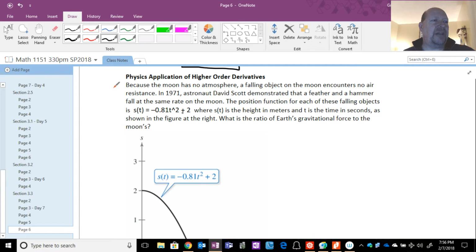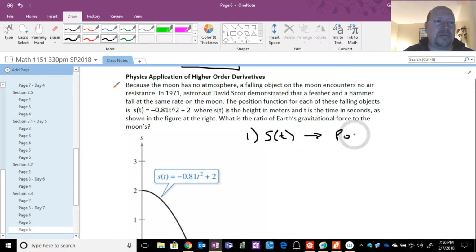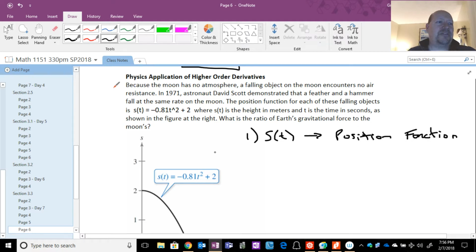What I want to say here is that this function tells us how high off the ground an object is after so many seconds. So if you want to find out on the moon how high off the ground this object is going to be in 1 second, you would put 1 in for t in this function. So the first thing to realize here is that this s of t is a position function.